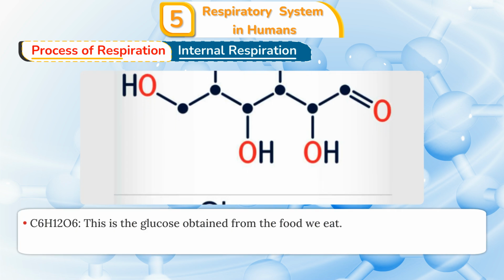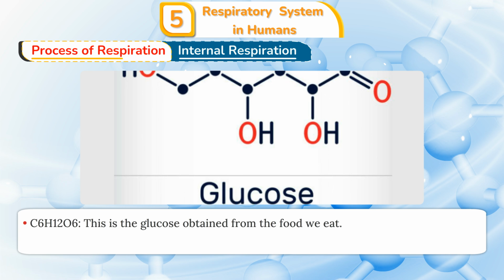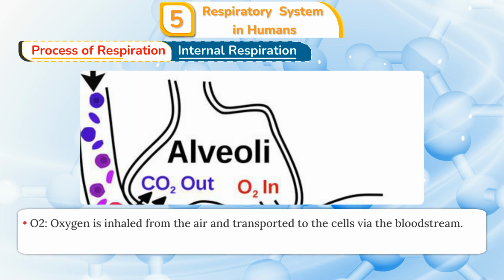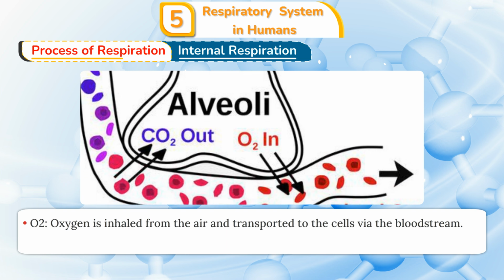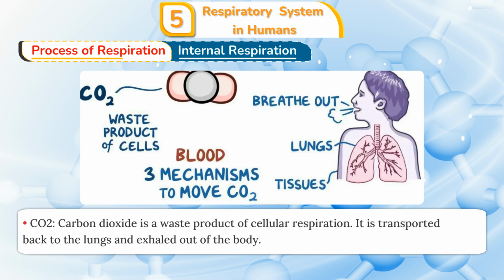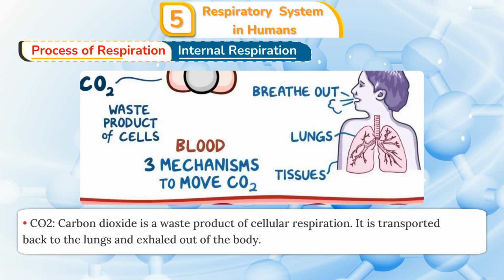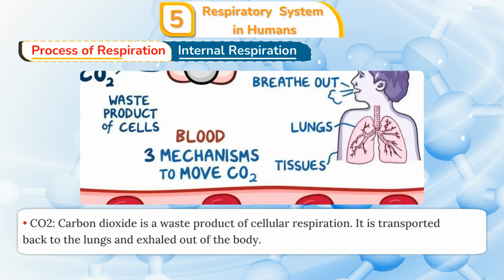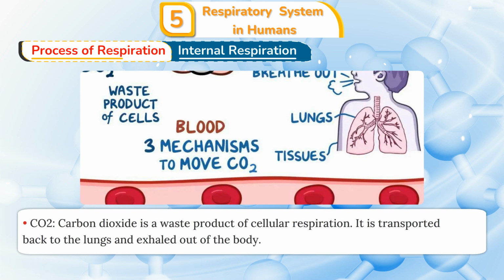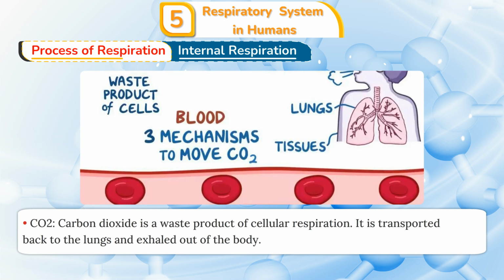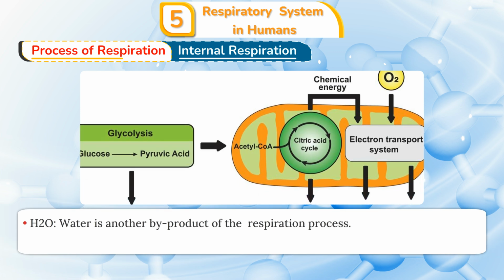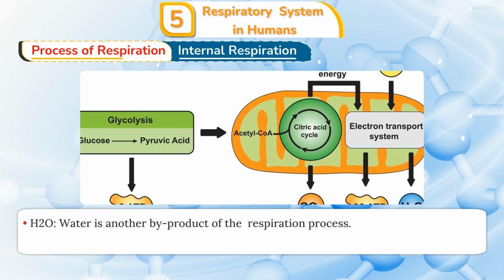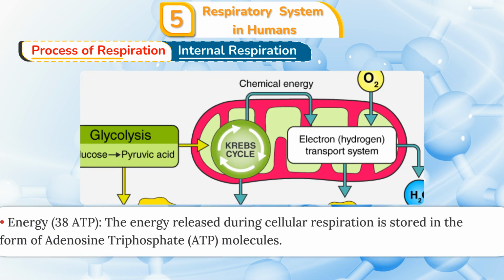C6H12O6. This is the glucose obtained from the food we eat. O2, oxygen, is inhaled from the air and transported to the cells via the bloodstream. CO2, carbon dioxide, is a waste product of cellular respiration. It is transported back to the lungs and exhaled out of the body. H2O, water, is another byproduct of the respiration process.